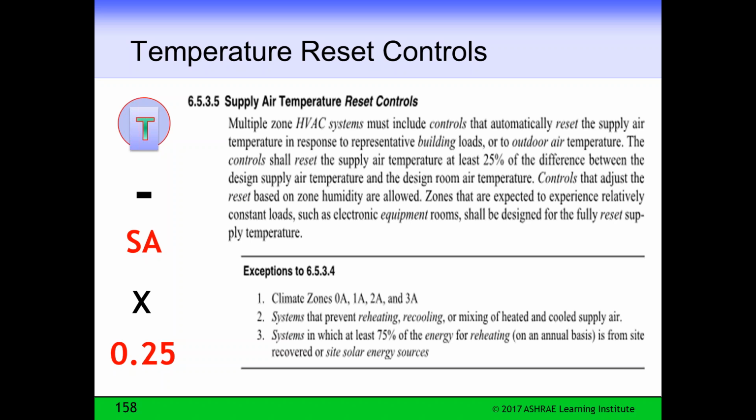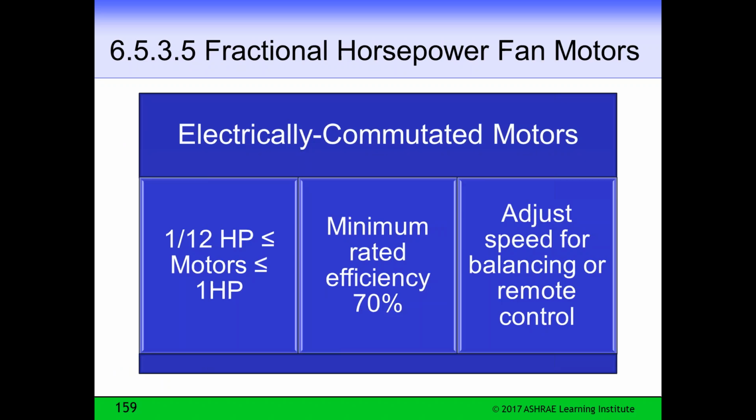These are not required in the warmer, wetter climate zones 0, 1, 2, and 3. They are also not required for systems that prevent reheat, recooling, or mixing of heating and cooling supply air, which would normally be a system without any heat in the boxes, or systems in which at least 75% of the energy for reheating on an annual basis is from site-recovered or solar heat energy sources.